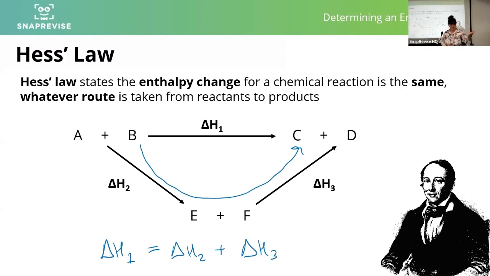In this case, if I want to go from A and B to C and D, I'm going with the process of A and B. So whatever the value for delta H2 is, I can then add it to whatever the value for delta H3 is, and I will get that process.